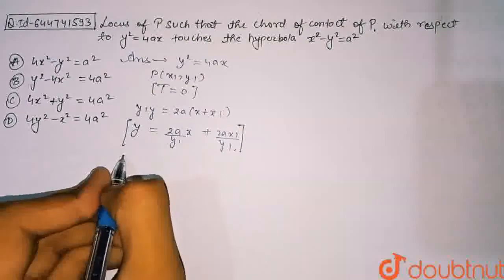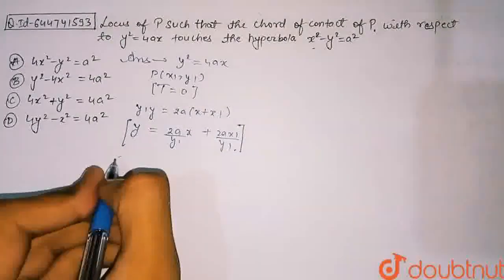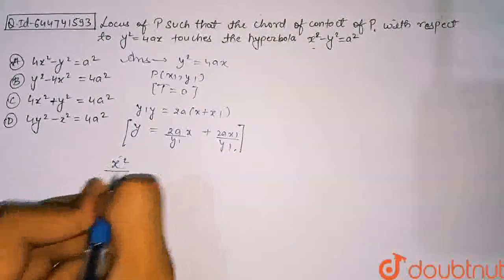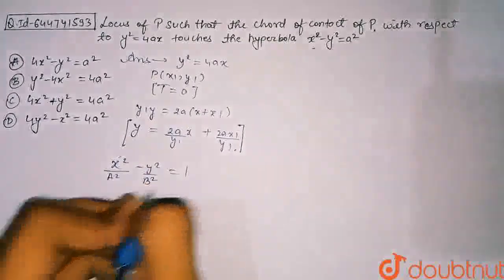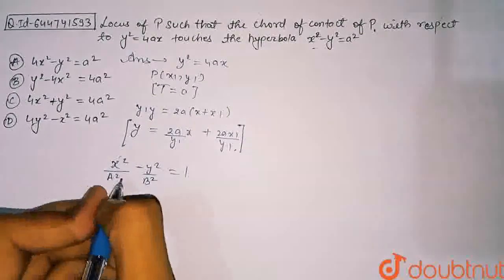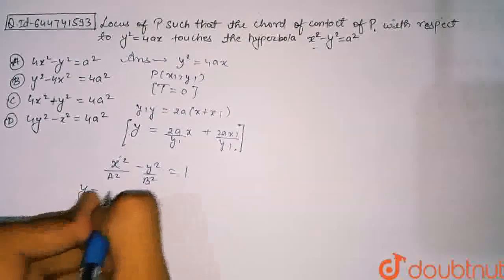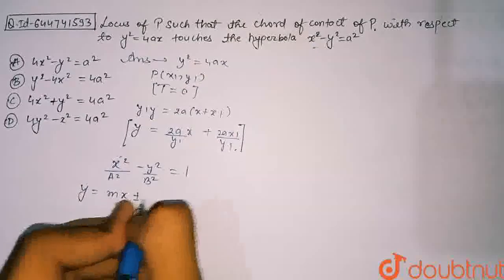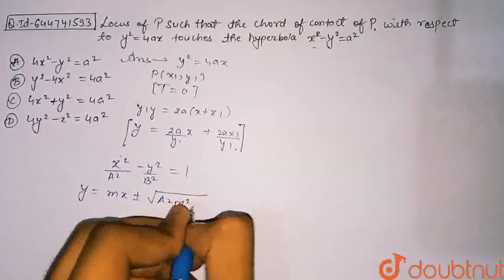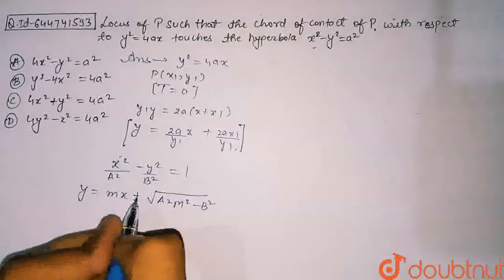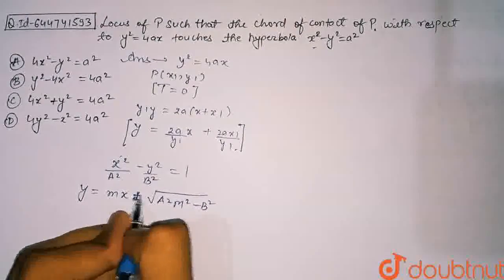So this is our hyperbola. First we will compare this hyperbola with the general equation of hyperbola. Our general hyperbola is x square upon capital A square minus y square upon capital B square equal to 1. So the equation of tangent in slope form for this hyperbola can be given by y equal to mx plus minus root of A square m square minus B square. Or we can take only one sign also, that will give us the answer. So this will be only plus.